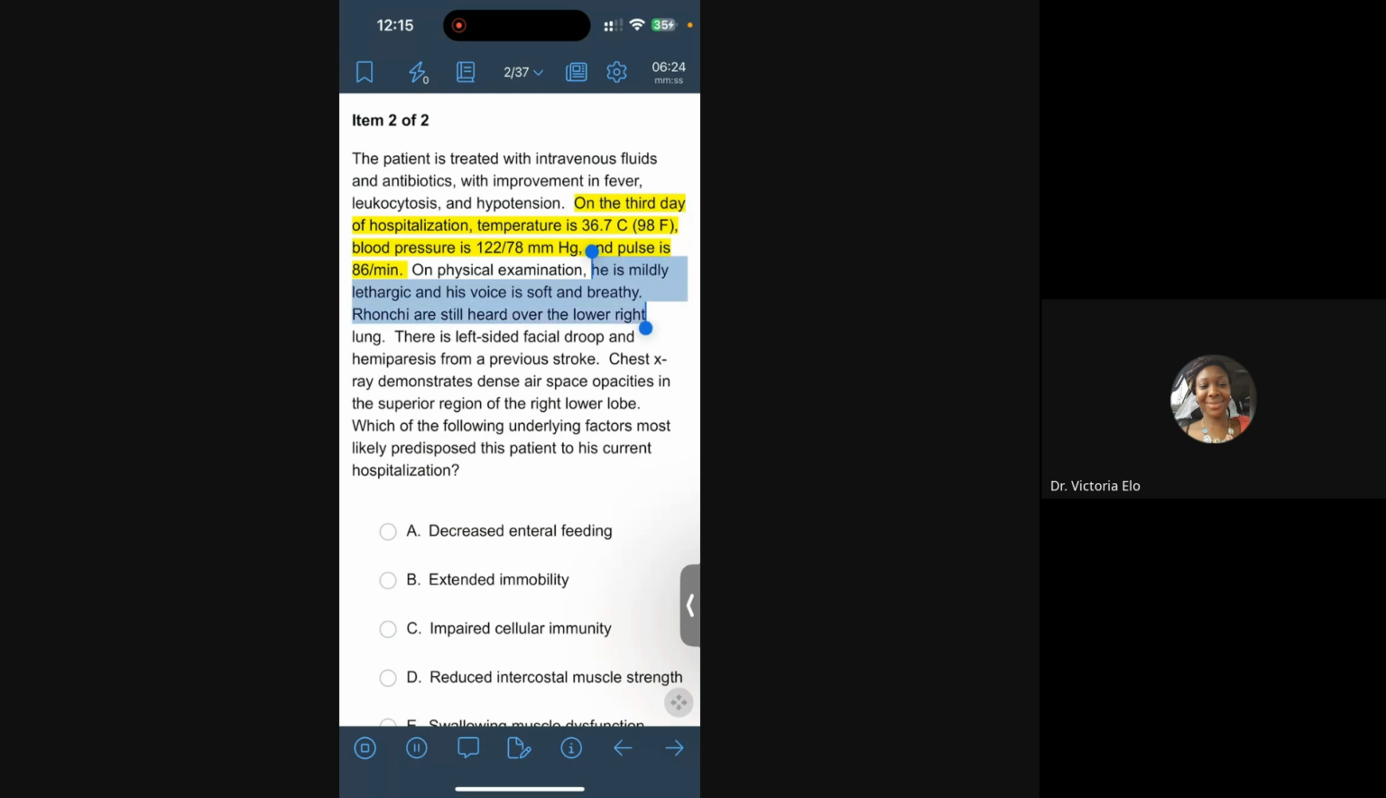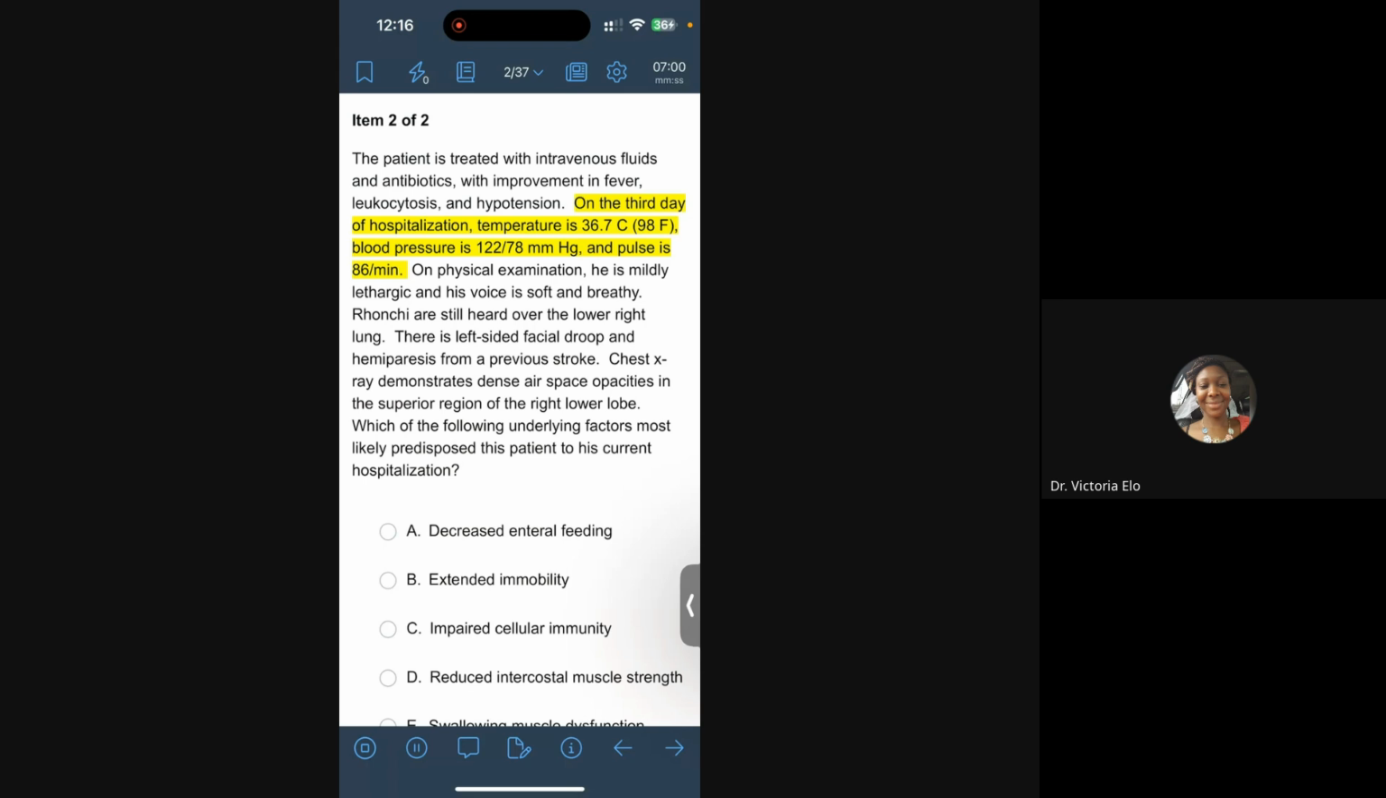Rhonchi are still heard over the lower right lung. There is left-sided facial droop and hemiparesis from a previous stroke. Chest X-ray demonstrates dense air space opacity in the superior region of the right lower lobe. Which of the following underlying factors most likely predisposed this patient to his current hospitalization?